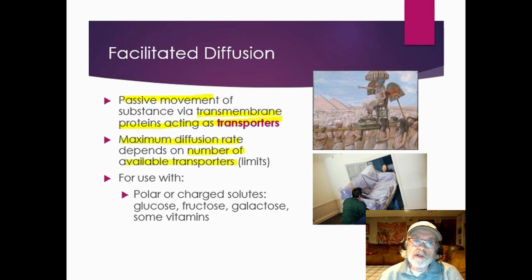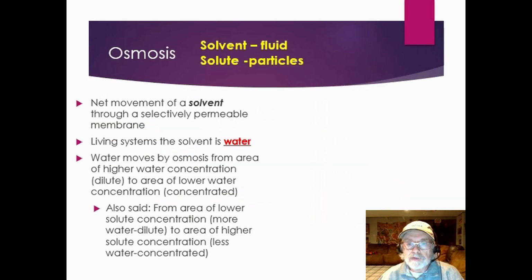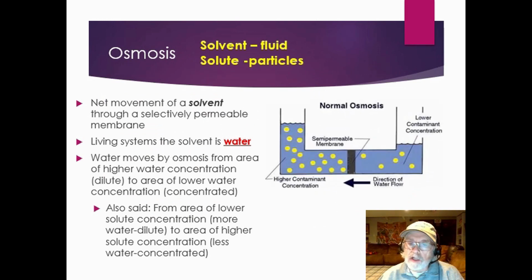When do we use facilitated diffusion? With polar or charged particles, because the lipid bilayer does not like them. It doesn't like to let them get through. Again, glucose, fructose, galactose, and some vitamins can go in through facilitated diffusion. Okay? That's it.